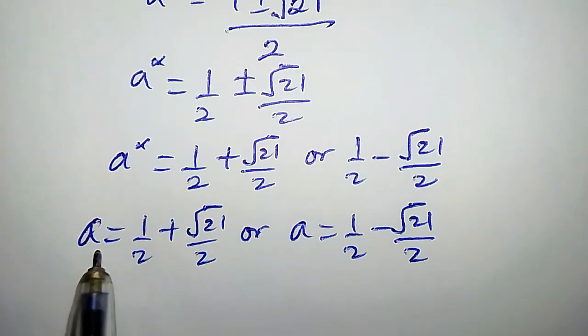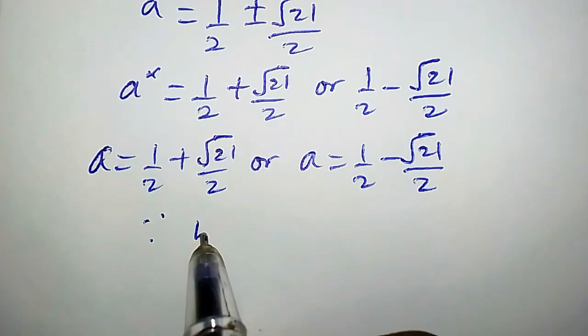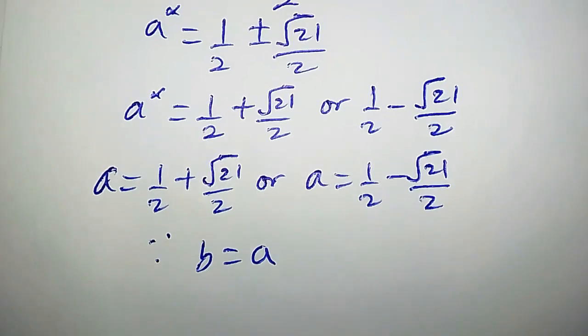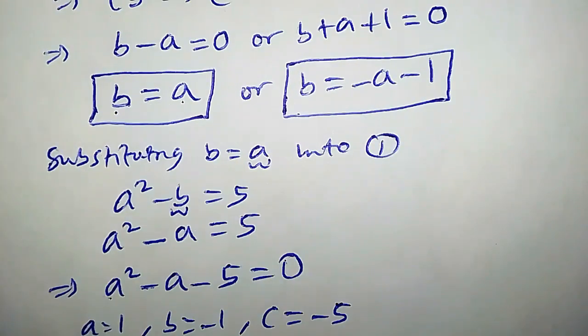It is very clear that we have two values for a. This means that we can now use these two values to obtain the value of b. Since b is equal to a, from this, let me show you what we have here. Let's proceed further.